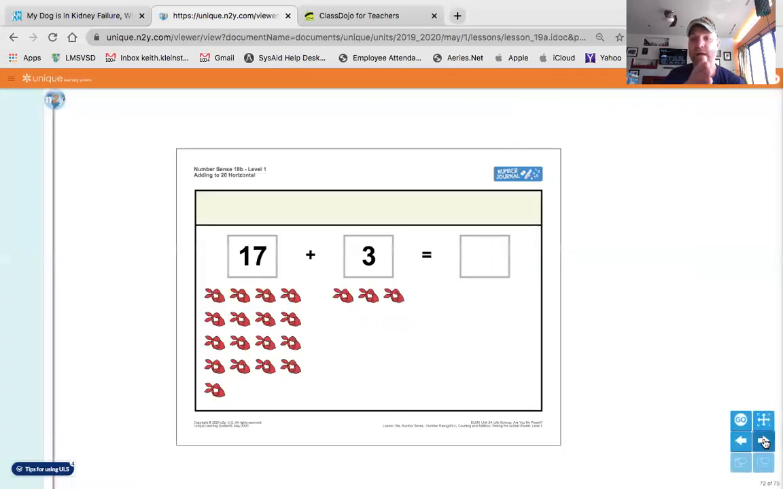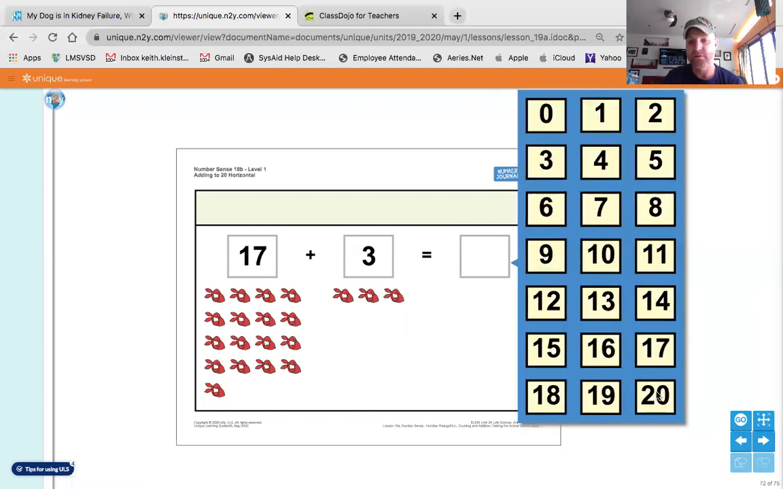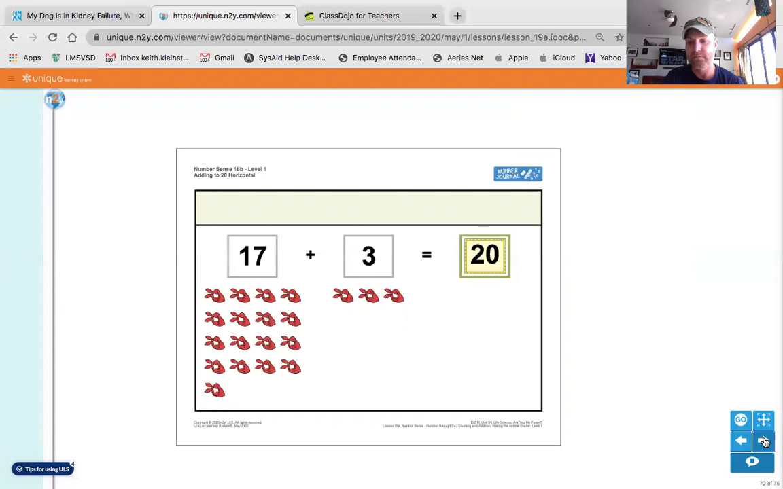Again, I would cut this lesson into maybe 3 or 4 lessons because it's very long. Sessions, I should say. 17 scarves plus 3 scarves. 17, 18, 19, 20. We have to find 20. There's 20.